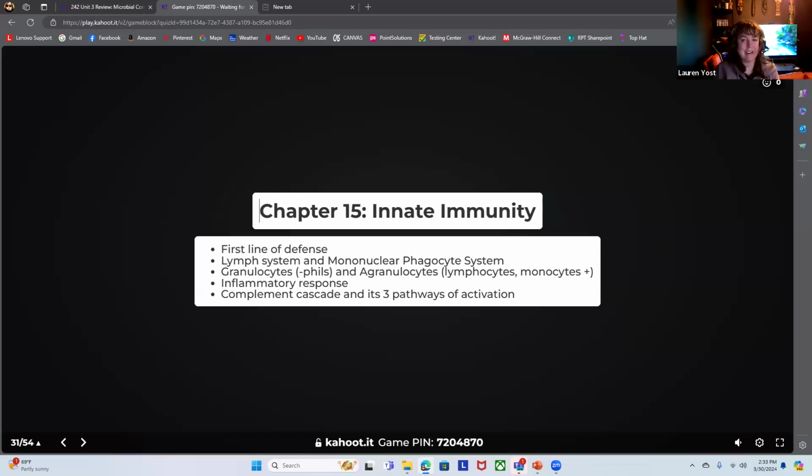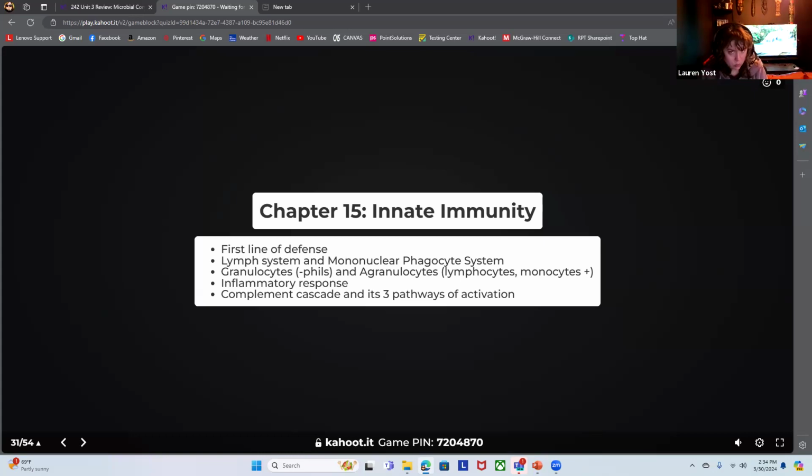And then the second line of defense is your cellular innate immunity, like your neutrophils and stuff. We introduced the lymphatic system as well as the mononuclear phagocyte system, which is just the network that allows the cells to move between tissues and organs. We learned about how the lymph has to be moving from the extremities to the heart. That's the only direction that it moves. And that in order to move that way, we need a skeletal, muscular movement to pump that. So if you're not walking and moving and stuff, it doesn't move.